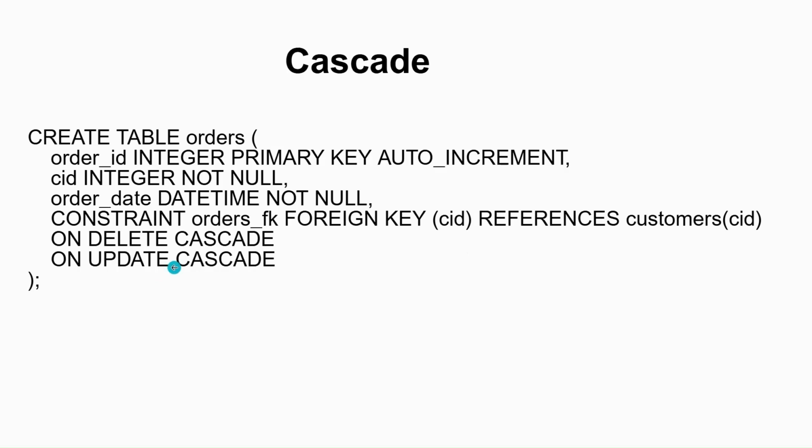So what happens here is, if the parent table, which is customer here, has a customer deleted, all their related orders will also be deleted automatically in the child table. Similarly, if we update a customer ID, the same update will cascade to the orders table as well. So this is very useful when we want the child table to follow the parent table automatically.